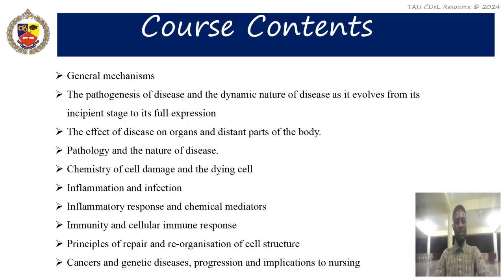Let me take us to the course content first. We have general mechanisms, the pathogenesis of disease and the dynamic nature of disease as it evolves from its incipient stage to its full expression, the effect of disease on organs and distal parts of the body, pathology and the nature of disease, chemistry of cell damage and the dying cell, inflammation and infection, inflammatory response and chemical mediators, immunity and cellular immune response, principles of repair and reorganization of cell structure, cancers and genetic diseases, progression and implication to nursing.